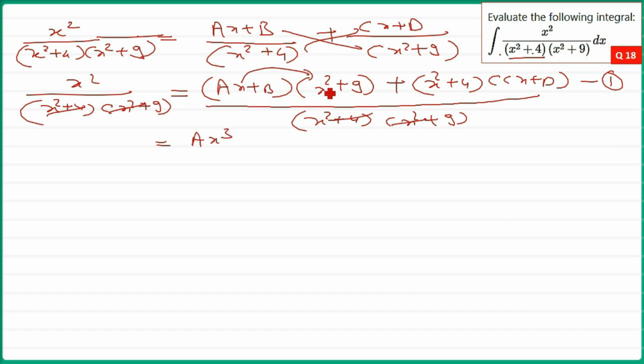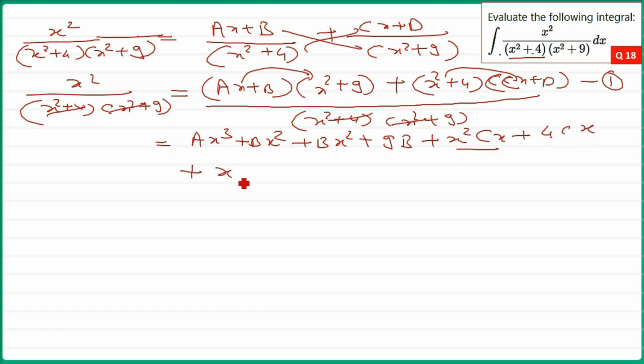So now multiply. Ax into x² is ax³. B into x² is bx². Then ax into 9 is 9ax. Here is a slight mistake. I have written bx², so this I will just replace as 9ax plus 9b. Now x² into cx will be cx³. X² into d will be dx². 4 into cx will be 4cx. Now x²d and then 4d.